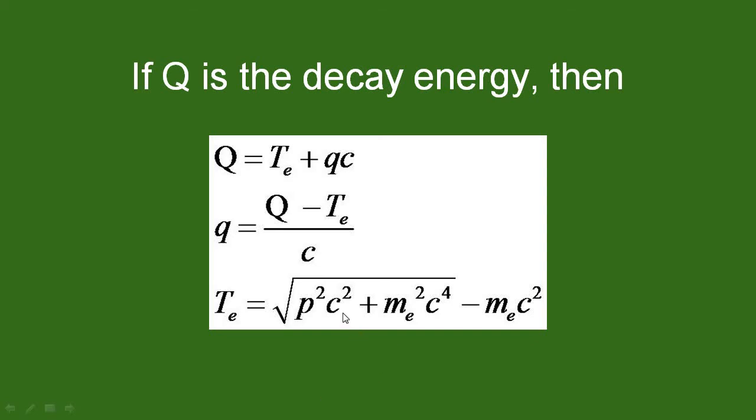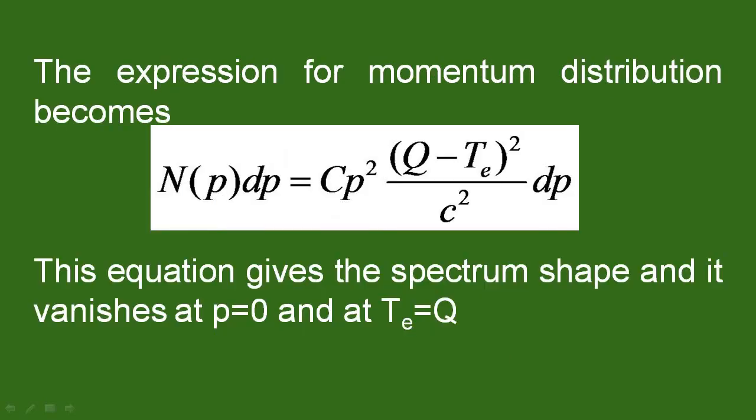And the same equation actually you are using for neutrino, but there the rest mass is 0. So you are getting only root of q square c square. Root of q square c square is qc, and that is this expression. And the expression for momentum distribution becomes n of p dp equals C p square, and in place of q square, you have Q minus TE the whole square by c square, dp.